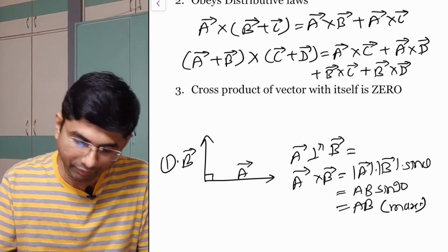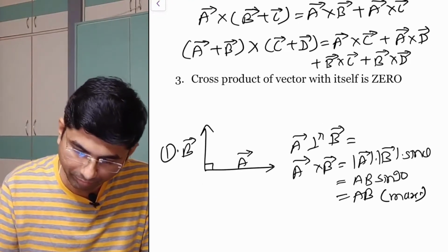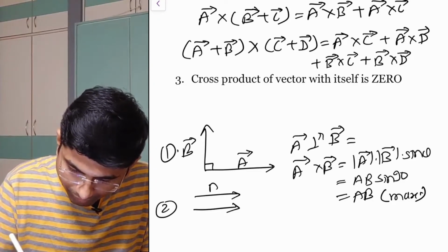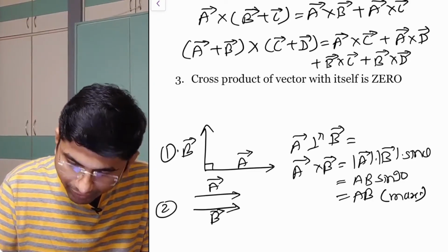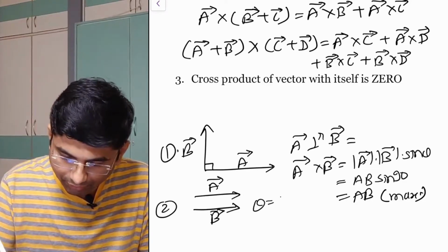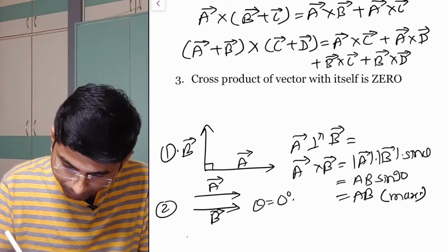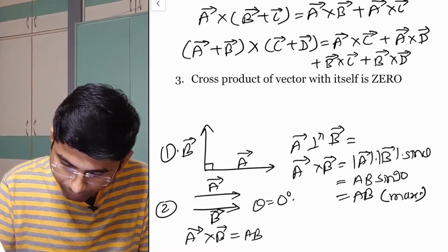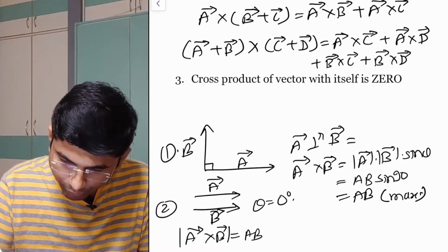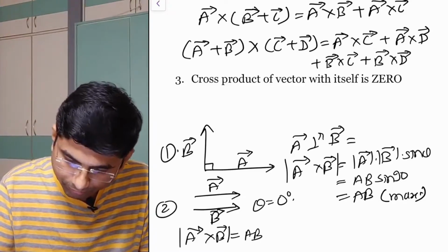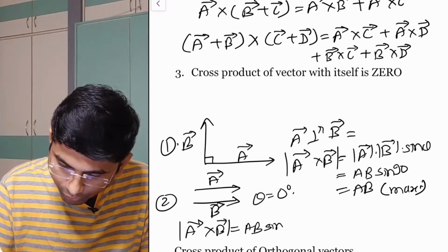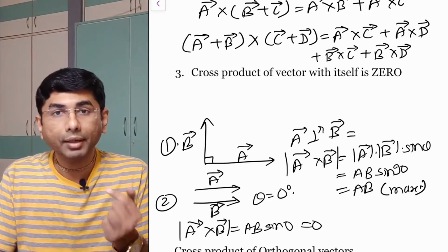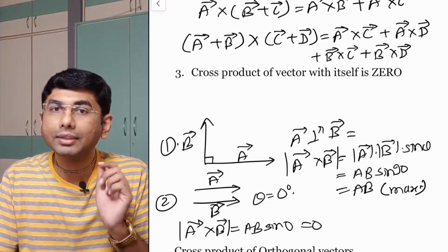Now instead of that, when we are having parallel vectors, the second case, two vectors are parallel. We are having this A vector, this is B vector, and the angle between them is theta equal to 0 degree. In this case, A vector cross B vector will be equal to AB, I am just considering the magnitude here, AB sine 0, that is equal to 0. So whenever two vectors are parallel, the answer is 0.